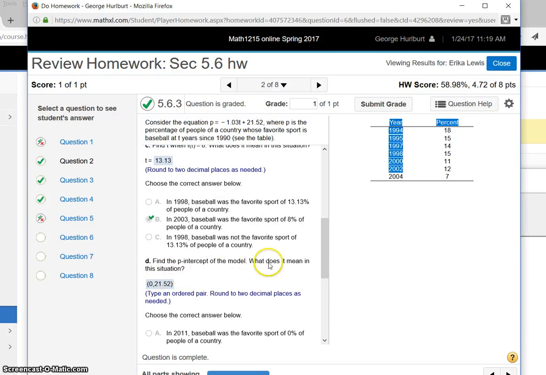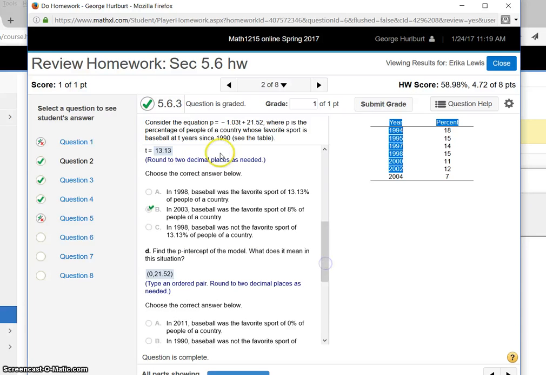Find the p-intercept. The p-intercept happens when time is 0. So at time 0, when t is 0, p is going to be 21.52. So again, time 0 means 1990. So in 1990, 21.52% of people said baseball was their favorite sport.